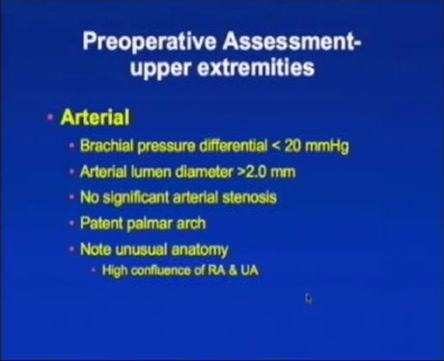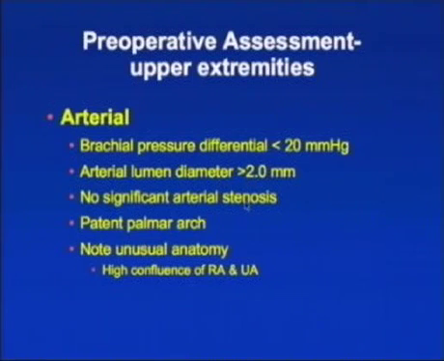The preoperative assessment of the arms entails the arterial assessment. This includes scanning the brachial artery and obtaining brachial pressures. So using a stethoscope or a Doppler, we obtain pressure on the right side and the left side, and these should be within 20 millimeters of one another. If there's a greater than 20 millimeter difference, that can indicate the presence of subclavian stenosis, and that needs to be evaluated further. Arterial lumen diameter of the brachial artery or the radial artery should be 2 millimeters or greater.